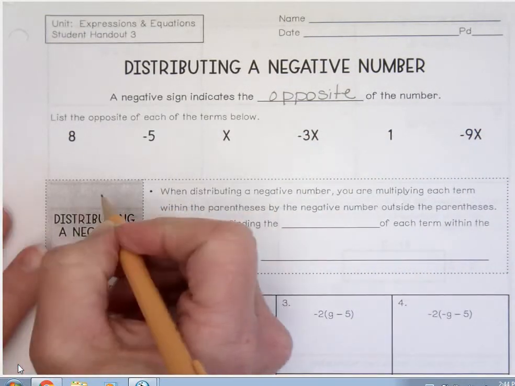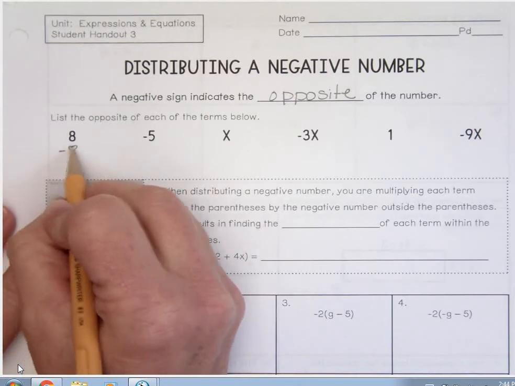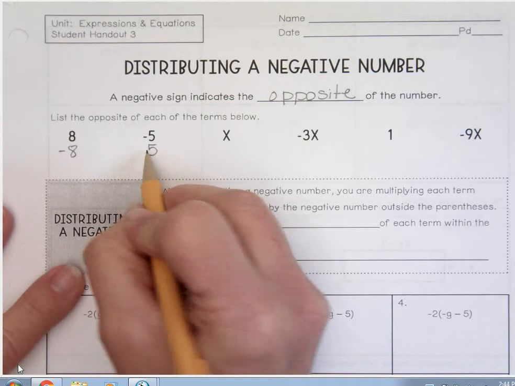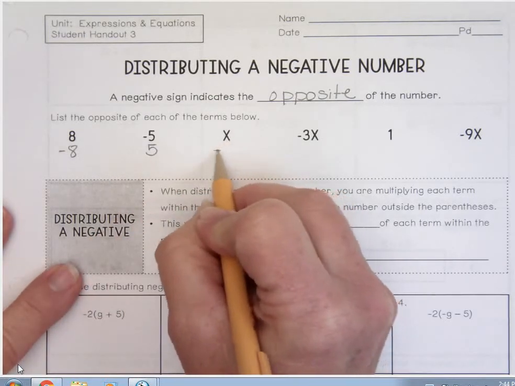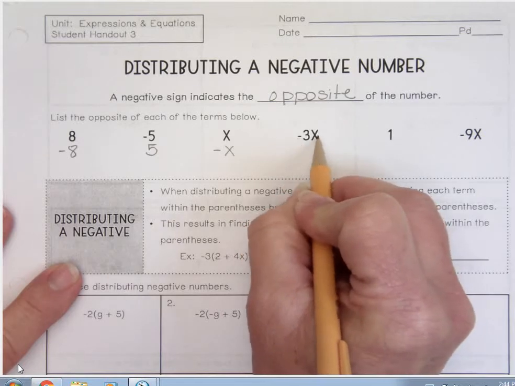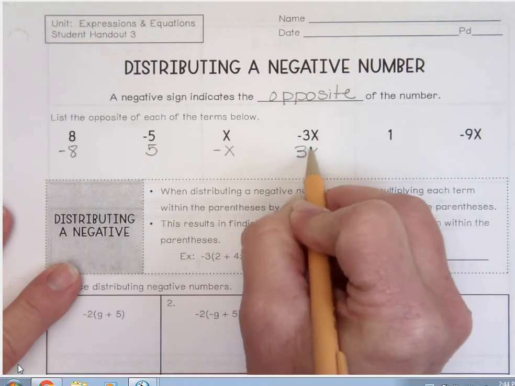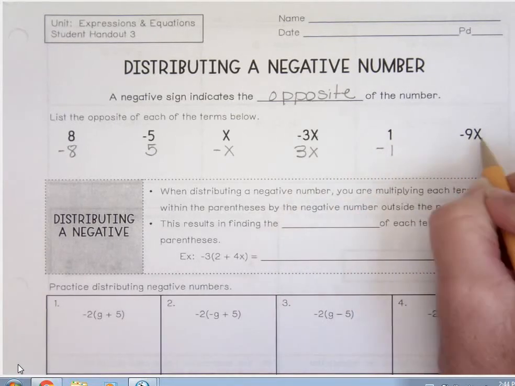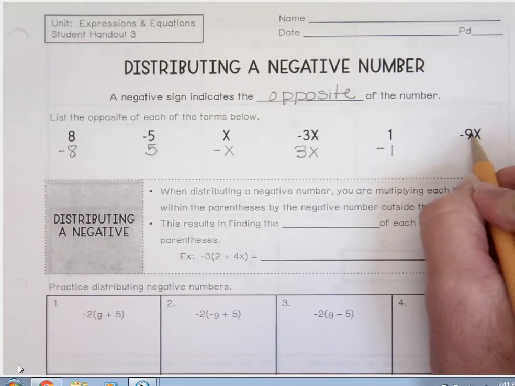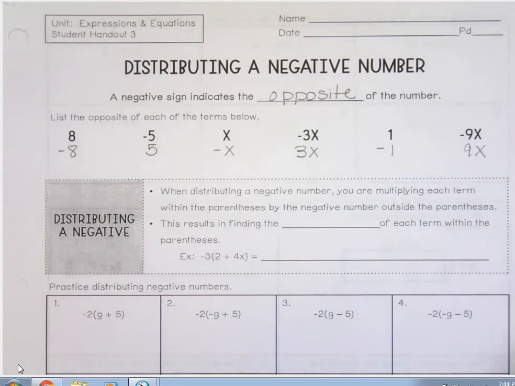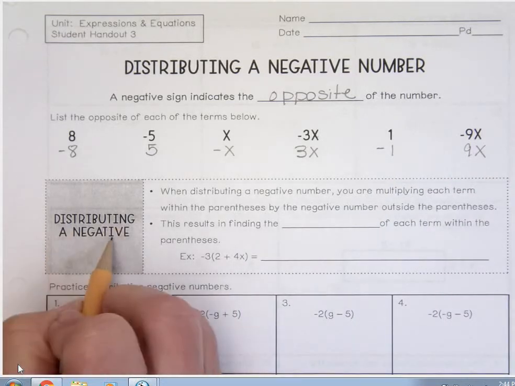So 8 positive, opposite negative 8. Opposite of negative 5, positive. Opposite of positive x, negative x. So negative 3x, opposite would be positive. Opposite of a positive 1 will be a negative 1, and the opposite of negative 9x will give me a positive 9x. So today we're going to talk about distributing with a negative.